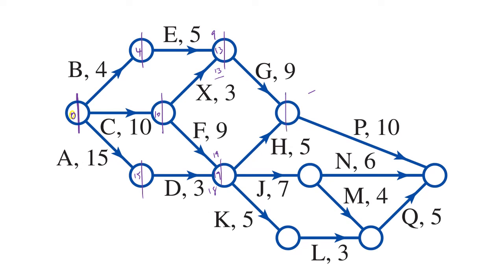Let's move on. 19 and 5 make 24. 13 and 9 make 22, so we're going to put in a 24 there. Let's go down here. 19 and 7 make 26. 19 and 5 make 24. Let's work over here. 24 plus 10 makes 34. 26 and 6 make 32. Now 26 and 4 makes 30. 30 and 5 make 35.